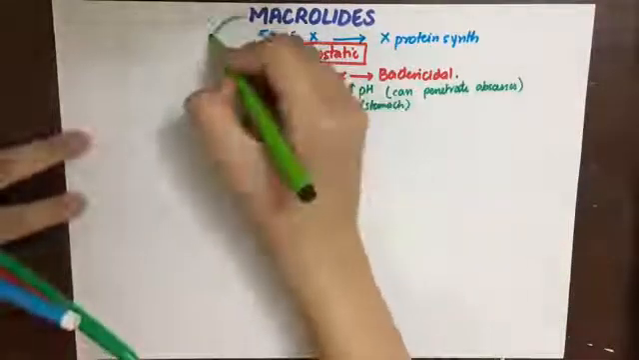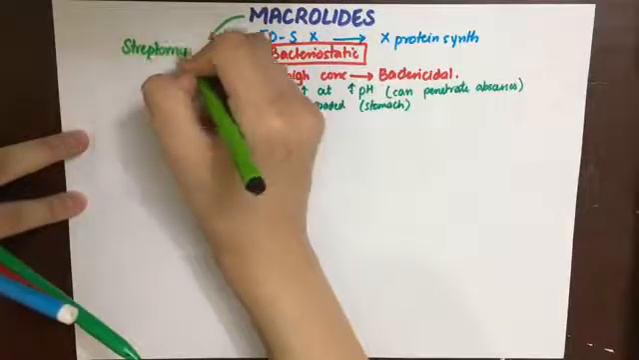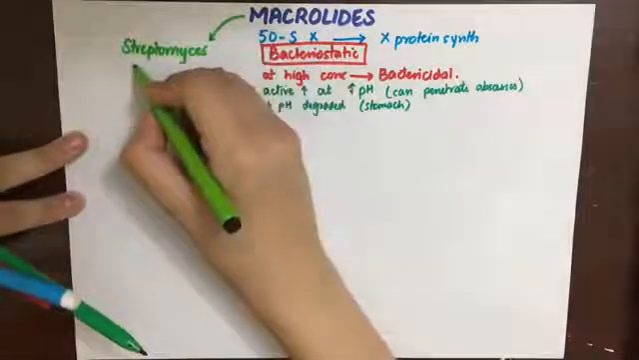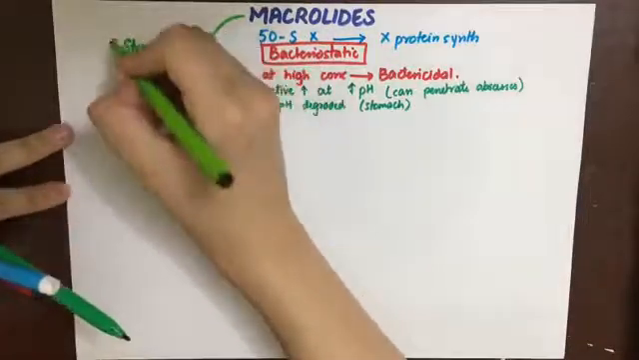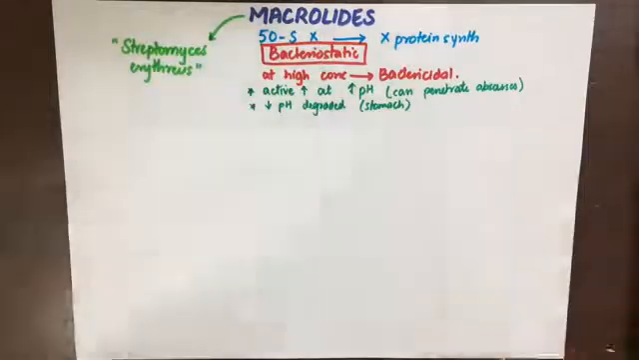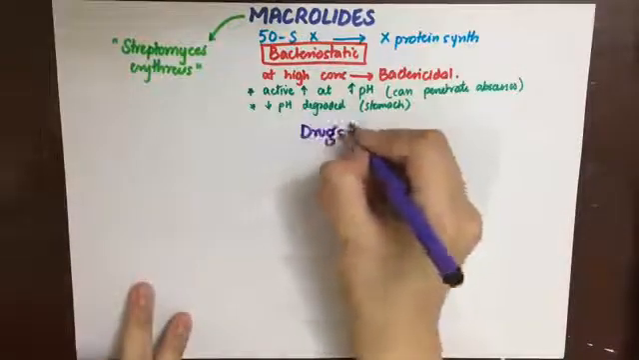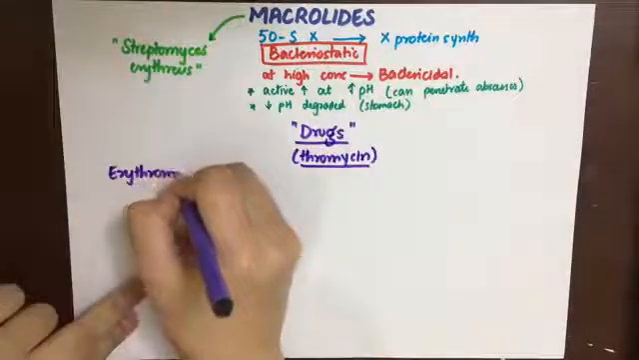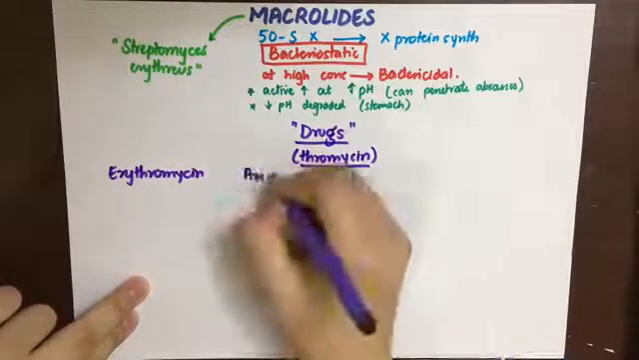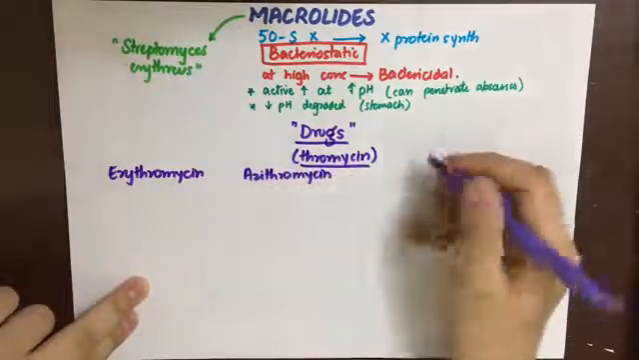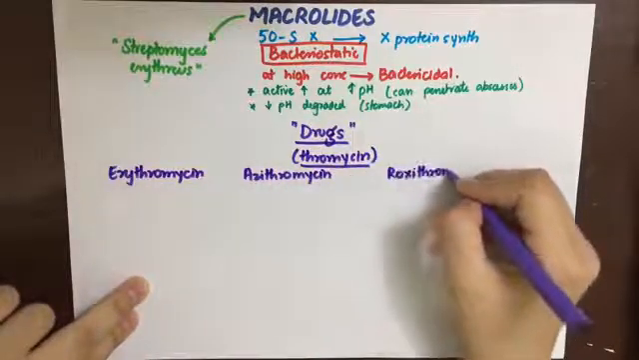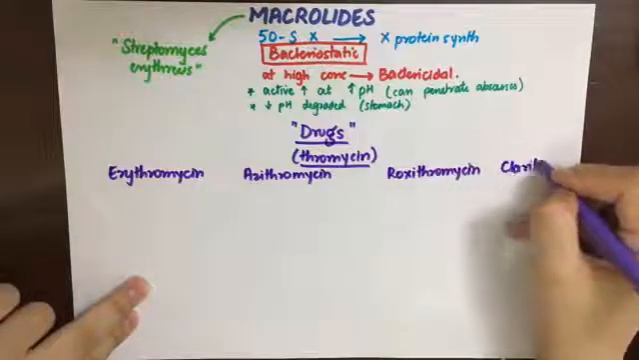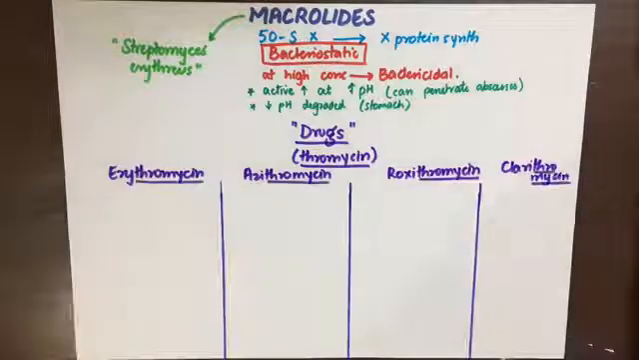The first of the macrolides, that is erythromycin, was obtained from the bacteria Streptomyces erythraeus and thus can be associated with hypersensitivity reactions. The drugs included in this class will all have thromycin in their names. They are erythromycin, azithromycin, roxithromycin, and clarithromycin. We'll discuss some of their important properties separately.